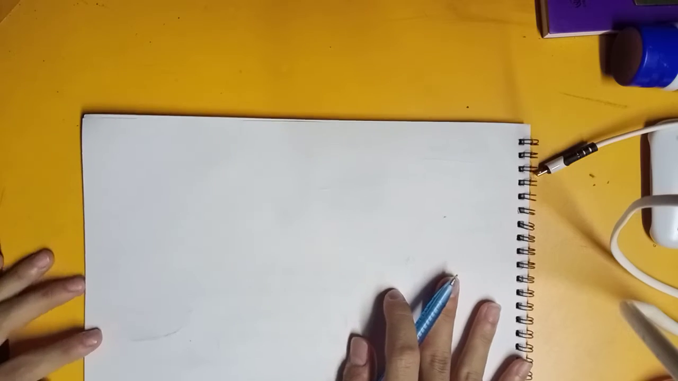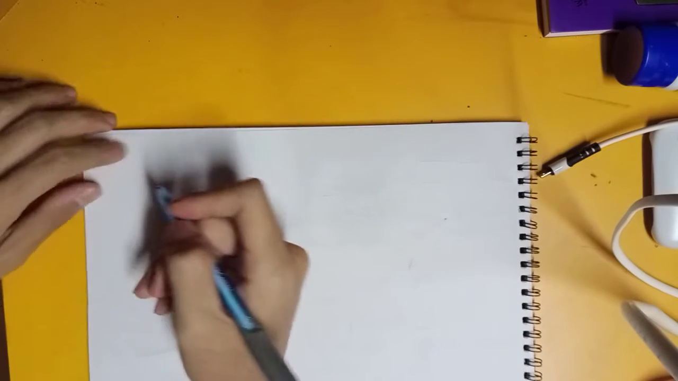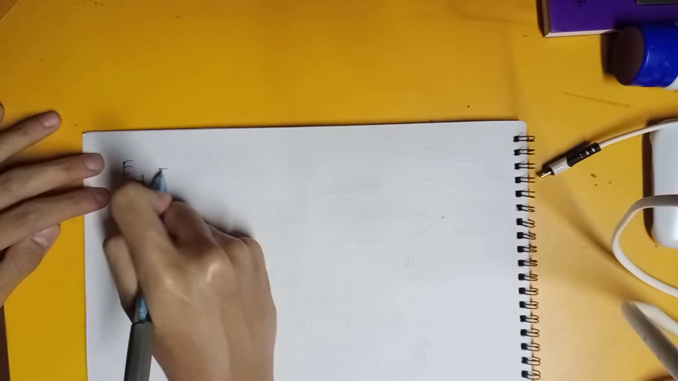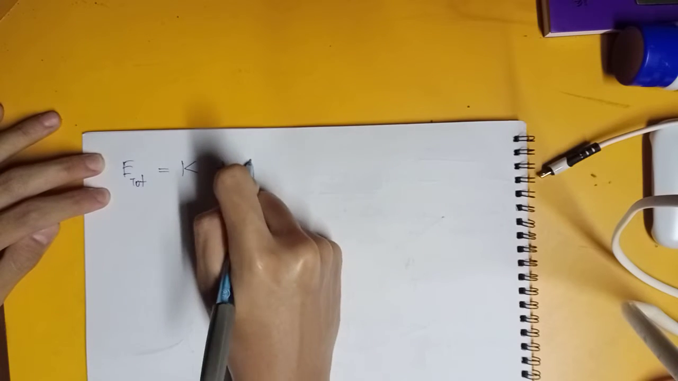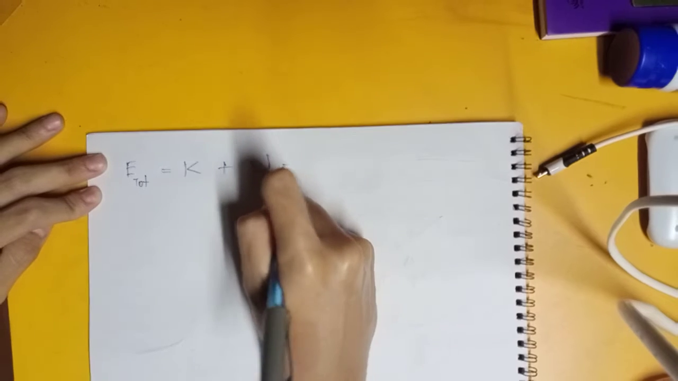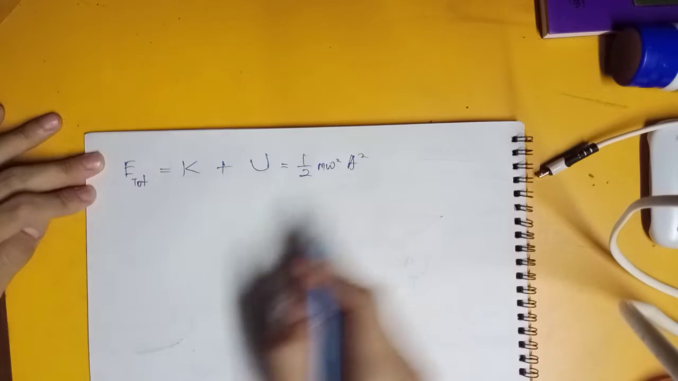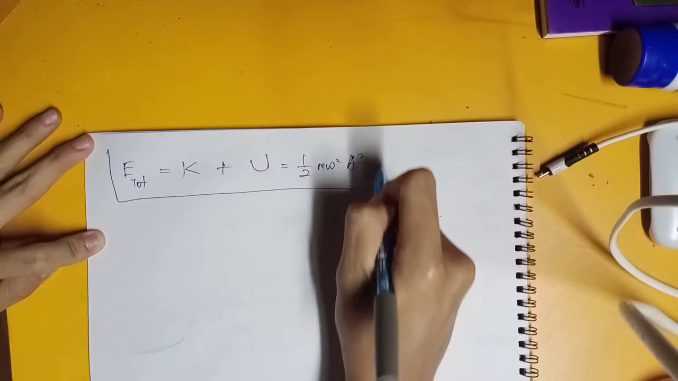So here I will teach you all about the total energy. Okay, so we know that total energy is equal to K plus U, and at the same time it is equal to 1 over 2 m omega square A square, right? Now let's see.